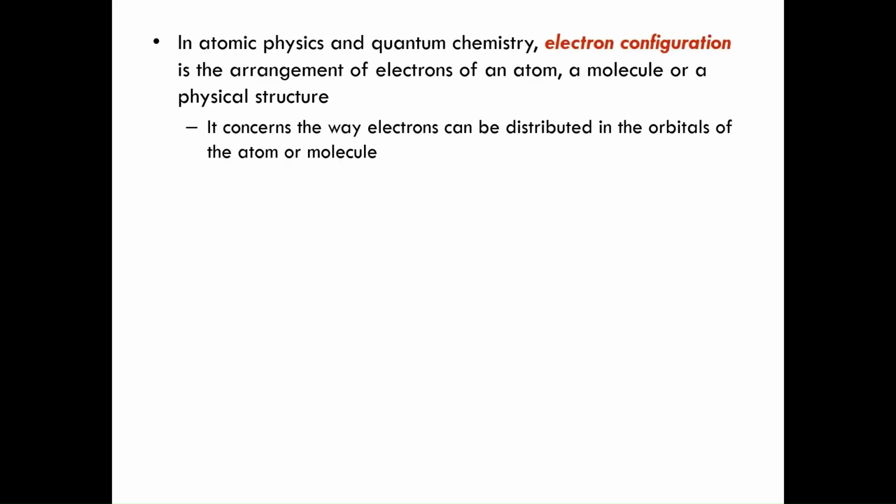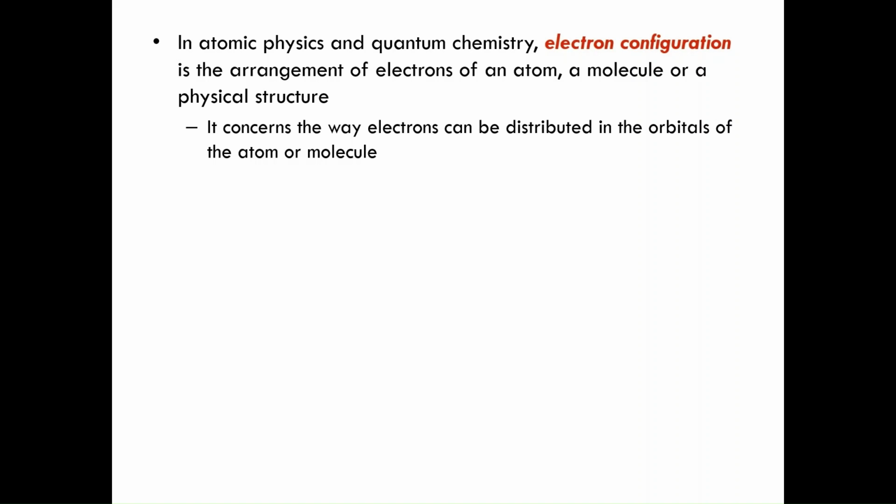I'm going to kick off today's lecture with the idea of electron configuration. So electron configuration is the arrangement of electrons around an atom, a molecule, or a physical structure. It is concerned with the way electrons can be distributed in the orbitals of atoms or molecules. It's a very important concept. And really the question is, why is it so important?